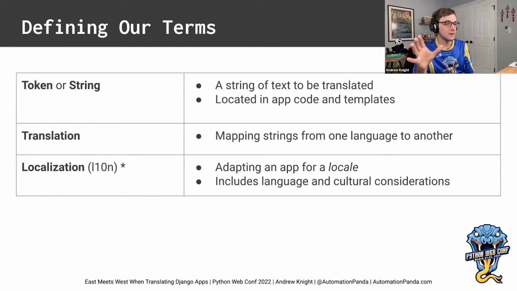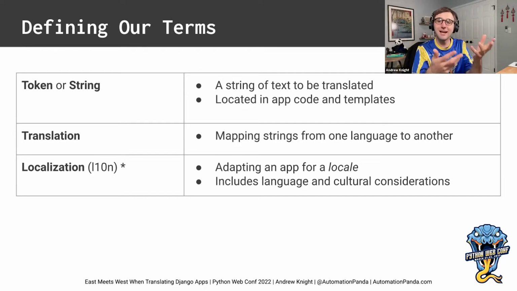Localization is the process of adapting an app for a locale. Sometimes you may see localization abbreviated as L10N, 10 characters. So a translation is just the mapping. Localization is more of a process.